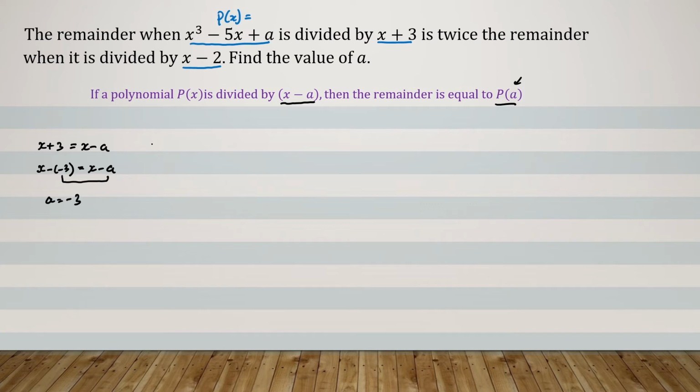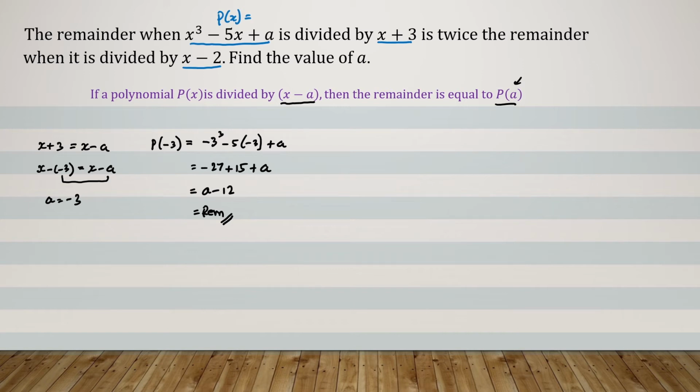So let's evaluate our polynomial using the value a equals negative 3. So let's put it into our polynomial. So we'll have negative 3 cubed minus 5 times negative 3 plus a. So that will give us negative 27 plus 15 plus a. So that reduces to a minus 12. So this is going to equal our remainder when we divide by x plus 3.